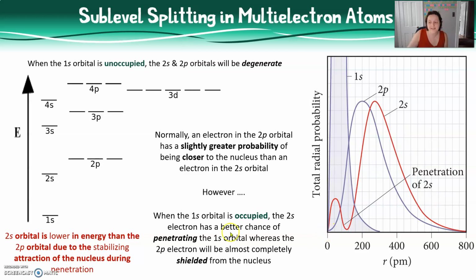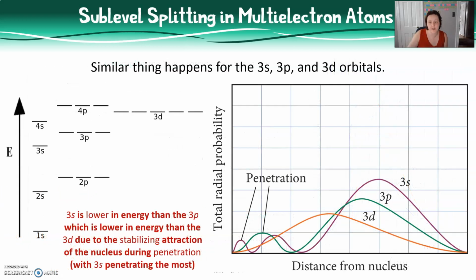So, if the 1s orbital is occupied, the 2s orbital has a chance to actually feel that positive attraction to the nucleus because it can penetrate, whereas the 2p orbital would be left almost completely shielded from the nucleus because it can't penetrate. Here we see the same trend with the third energy level. By order of their maxima in the probability distribution, we'd expect the 3d to be lower than the 3p, which would be lower than the 3s, because they increase in distance from the nucleus. But instead, the penetration of the 3s and the 3p stabilizes these orbitals so much that we actually see the 3s lower in energy than the 3p, which is lower in energy than the 3d.